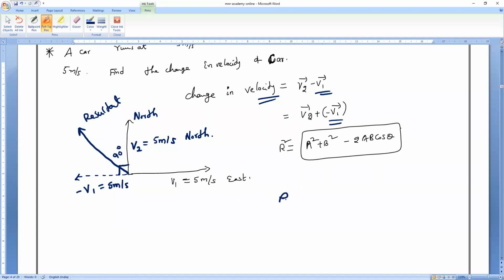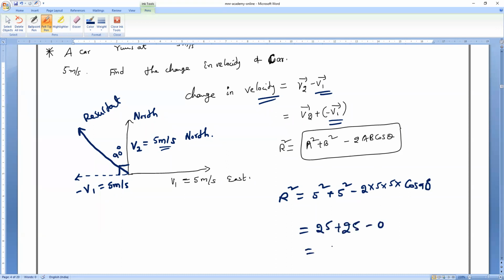So apply the formula. R square is equals to A square plus B square minus 2 into A into B into cos 90. See, this is 5 and this is also 5. So A is 5 square, B is also 5 square, minus 2 into 5 into 5 into cos 90. Cos 90 how much? 0. So 25 plus 25 minus 0.